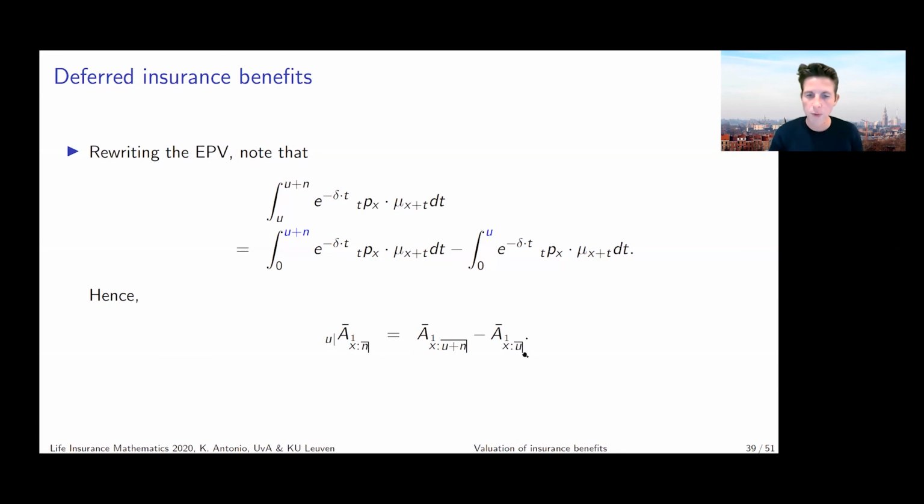So this is another way of seeing how this term insurance with a period of deferment equal to u years works. You can see it as a difference of the EPV of two term insurances, one with a duration u plus n, and the other one with the duration u. And you clearly see that here in the valuation formulas.